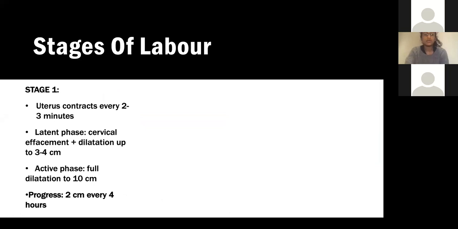And that's only for nulliparous women, because if someone is a multip, it's a bit more variable as to their progress. So it's more difficult to define failure to progress if someone has given birth before, because they might be quite slow early on and they might catch up in stage two and stage three. So this is mainly for nulliparous women, the 2 centimeters every 4 hours.